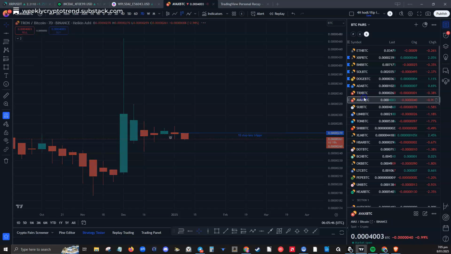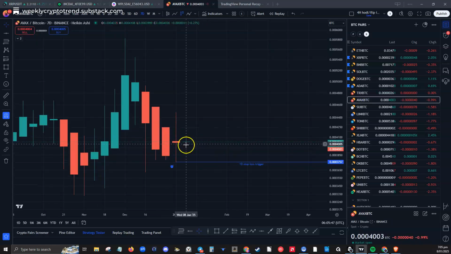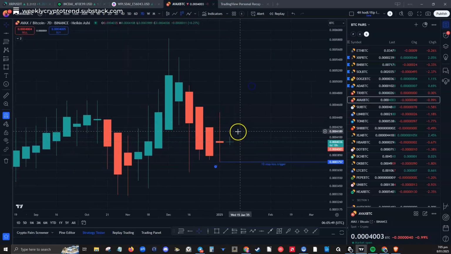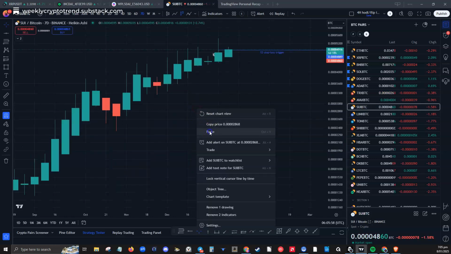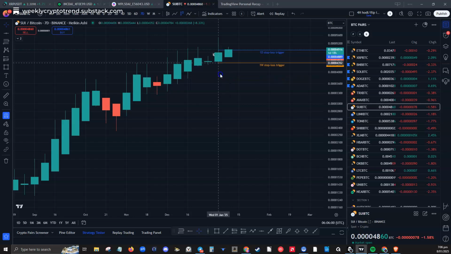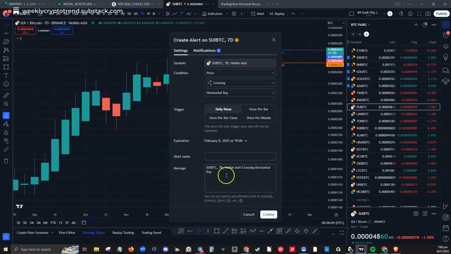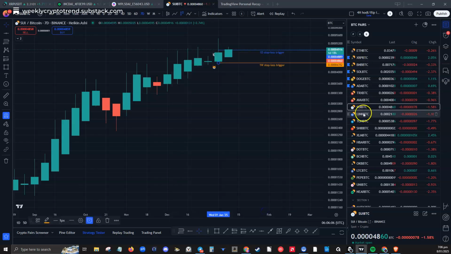TRX is not a buy; it's in the red. As soon as I bring up this chart, look at the second last candle. No. AVAX is a no. Sui is doing good and has been doing very, very good. One of the better ones. I'll mark that again, and I'll set the alarm.